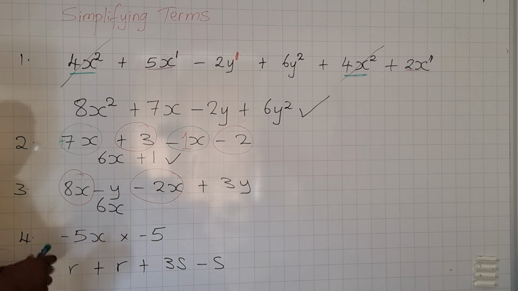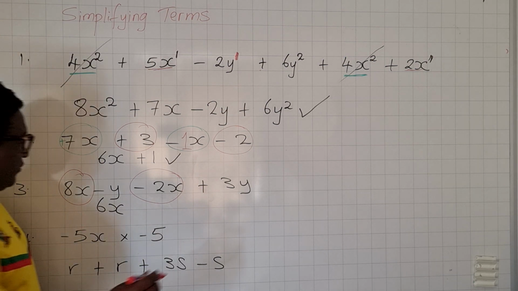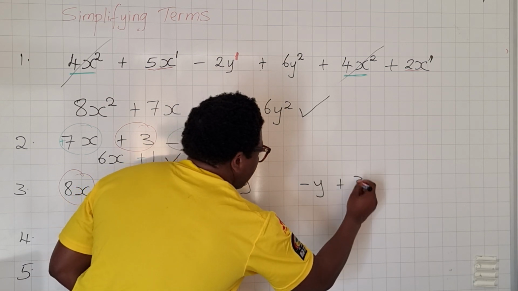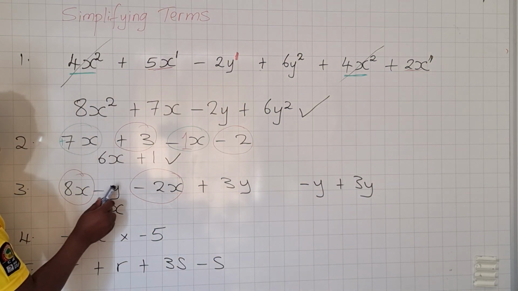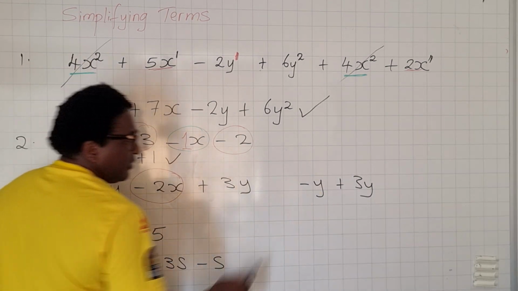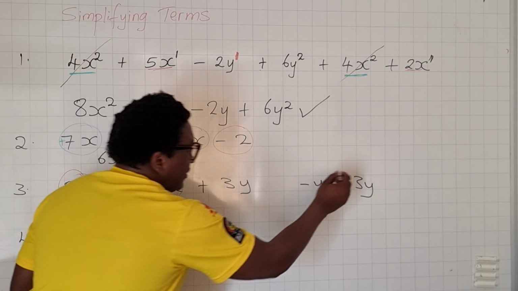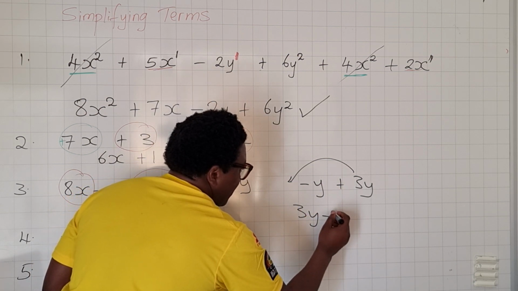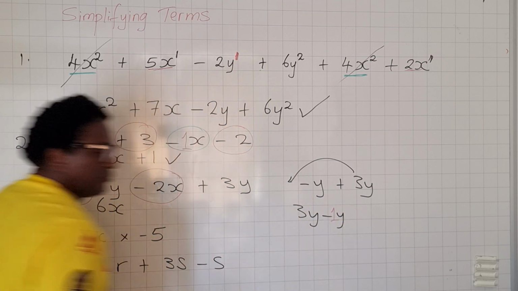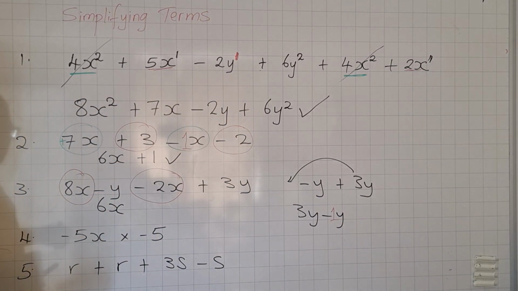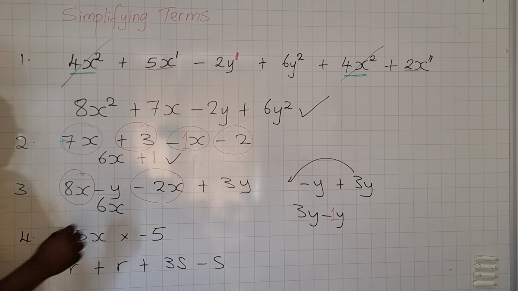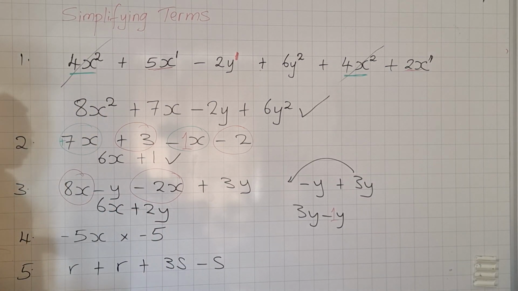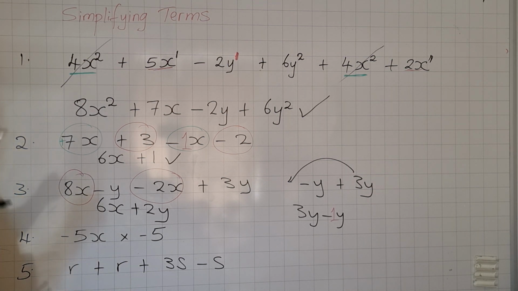These two, I'll write it there to show you what to do with that one. Watch this carefully. Minus y plus 3y. Can you see the minus y plus 3y? I'll write it there. You can swap them. The 3y comes in front, so it becomes 3y minus y. And remember, there's that invisible 1. What's 3 minus 1? 2. So what would the answer be? Plus 2y. Minus y plus 3y is 2y.